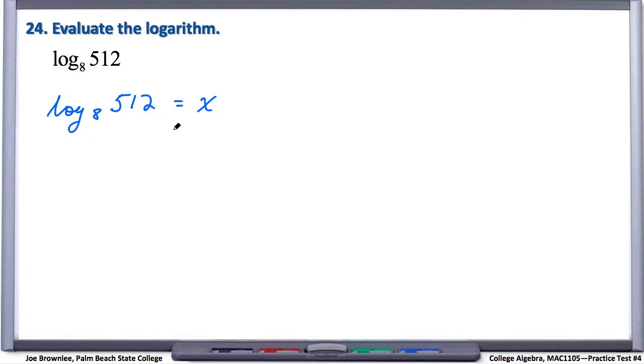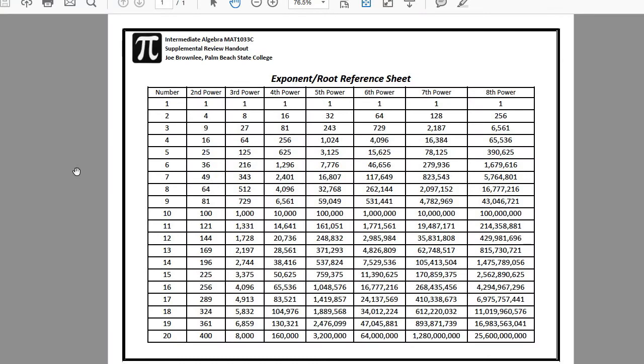We're going to take our equation and rewrite it in exponential form, and to do that, we'll follow our path. So we have 8 to the x equals 512. And now what you can do is go to your exponential or exponent root reference sheet. As I've mentioned, these are available in the Student Learning Center on the Gardens campus, and I'm sure on the other campuses as well. If you would like a copy sent to you, just email me and I'll be happy to reply. This is just a PDF I made.